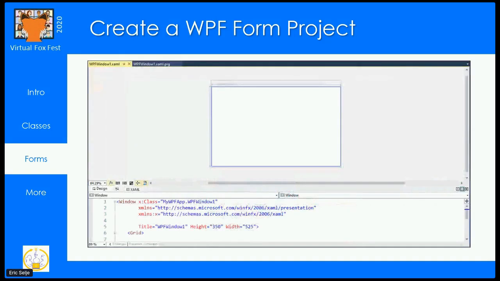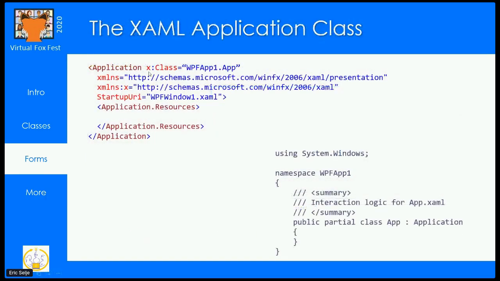You start with a WPF form project, again with the new project thing, and that'll seed you with a blank form. And behind the scenes, this is what the form code looks like. And behind the scenes, it'll have a class that is based on the application object. So let's do that over here in our code.